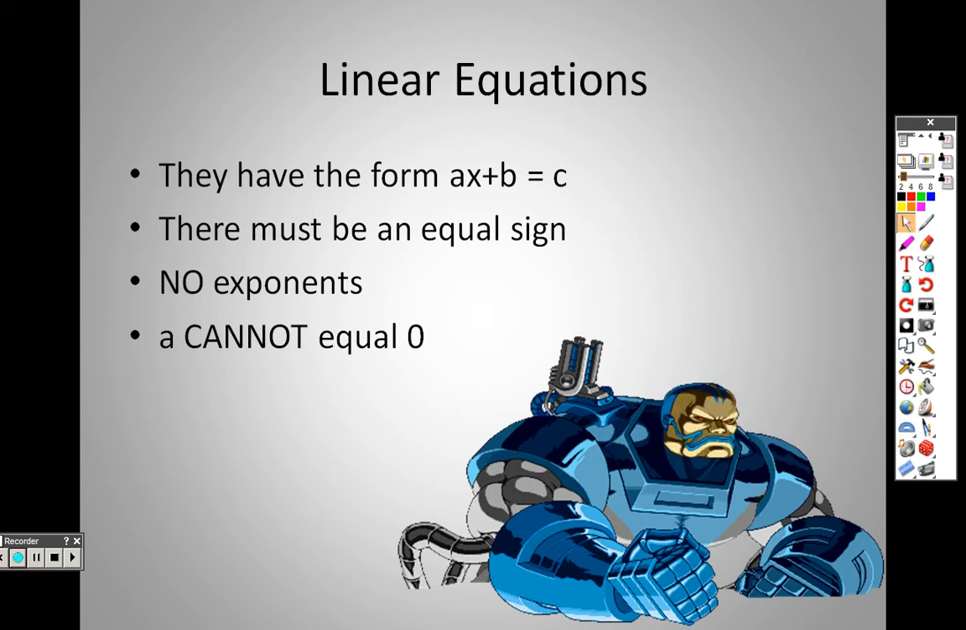And a cannot equal 0. So basically what we mean by that is in a linear equation, you can't have a 0 for a. Otherwise, there's no longer a variable, and if there is no variable, then it is no longer an equation. So 2x plus 3 equals 7 is an example of one. Negative 6x minus 8 equals 5. That's an example of an equation.